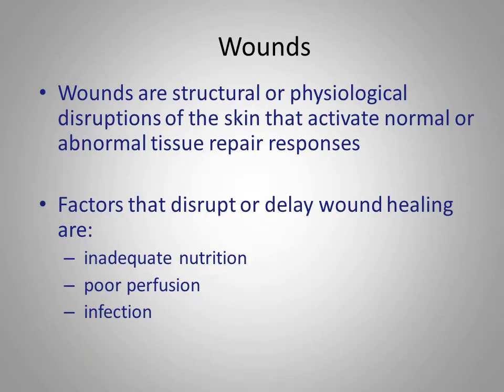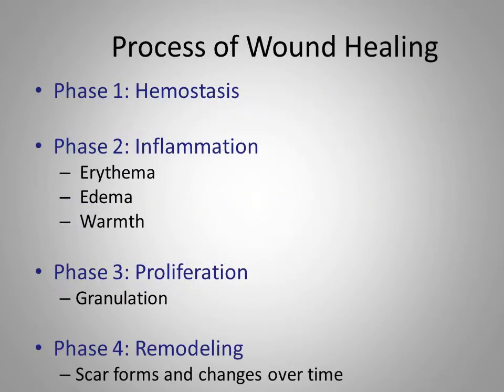Now, wounds are structural or physiological disruptions of the skin that activate normal or abnormal tissue repair responses. And so some factors that disrupt or delay wound healing include things like inadequate nutrition, poor tissue perfusion, as well as infection. With the process of wound healing, there are 4 phases that we see.